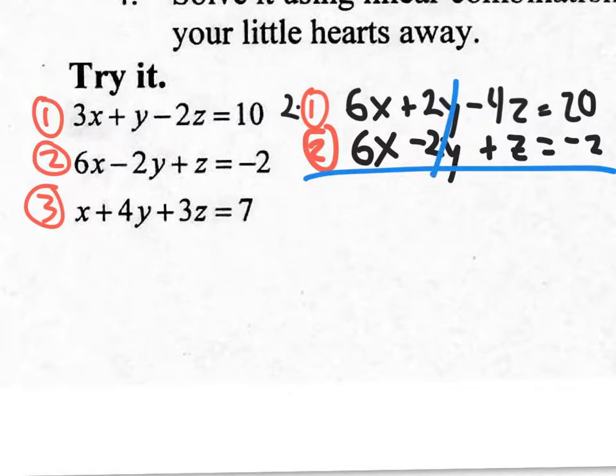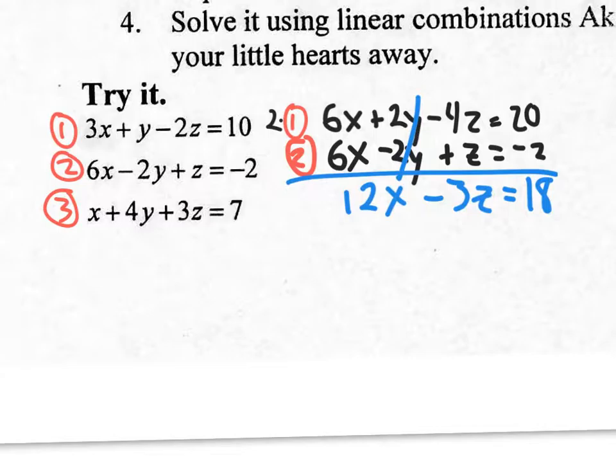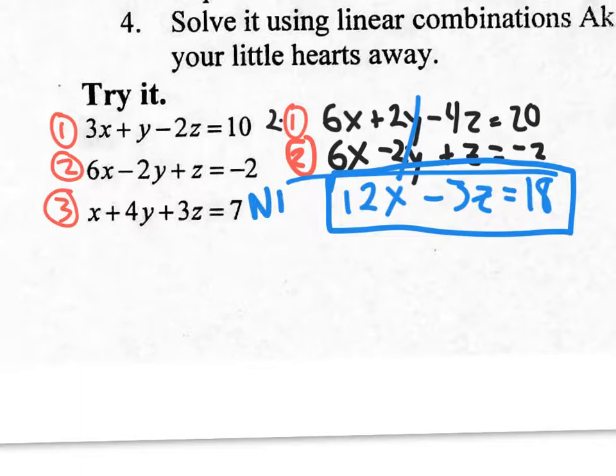These guys disappear. What's 6 plus 6? 12, and we're talking about x's. And what's negative 4 plus 1? Negative 3, and we're talking about z's. Then we have equals 18. So, ladies and gentlemen, that was step number 1. What we produced here, let's box this in, is our new equation number 1. NE1.